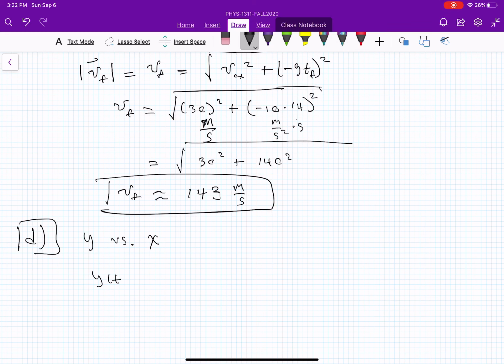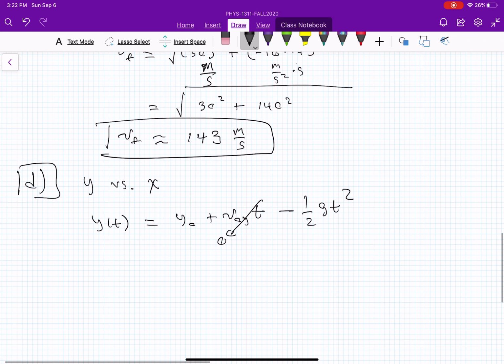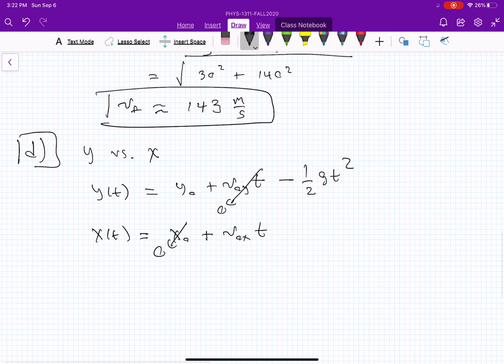So y of t is equal to y0 plus v0y times t minus 1/2 gt squared. But v0y was 0, so I can get rid of that. And now x of t was equal to x0 plus v0x times t. And x of 0 I defined to be 0. I just chose my origin to be at x0 equals 0. So now I can solve this equation for t. T is just going to be x divided by v0x. And then I can plug this into this equation.